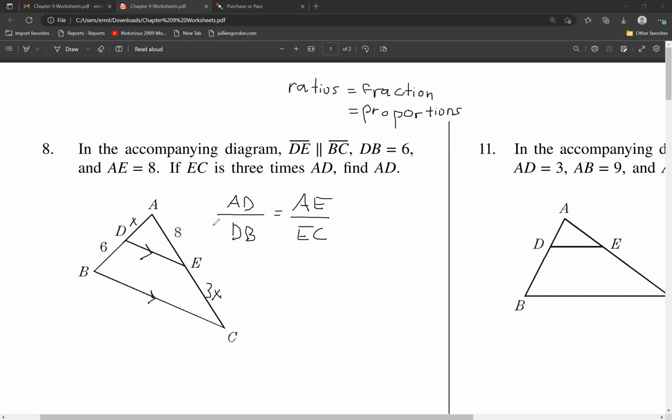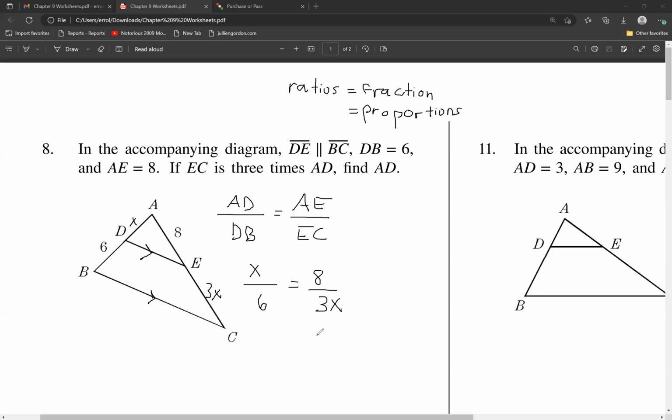So you're saying AD, which is x, over DB, which is 6, and then AE, which is 8, over EC, which is 3x. Okay, let's try that. Let's write it underneath. AD is what? x over 6 equals what? 8 over 3x. Okay, good.